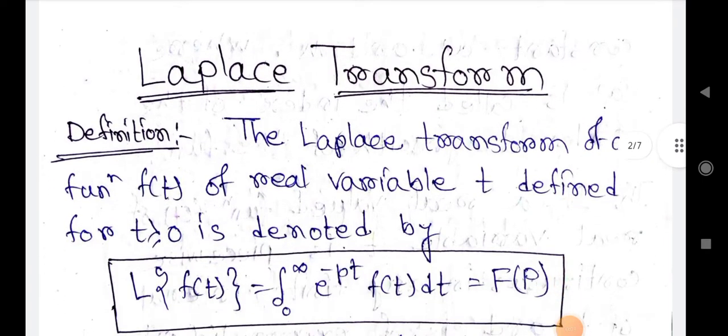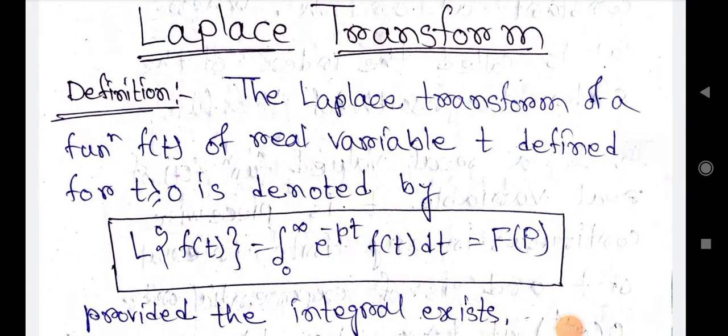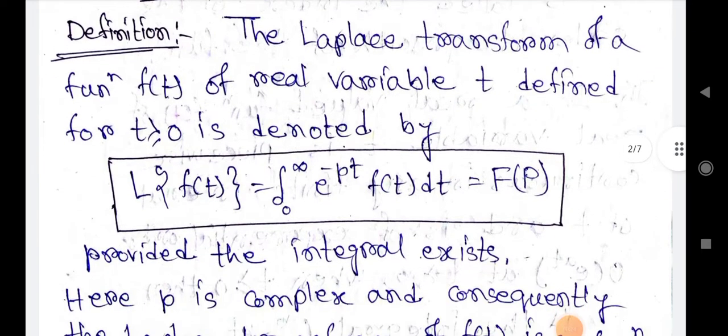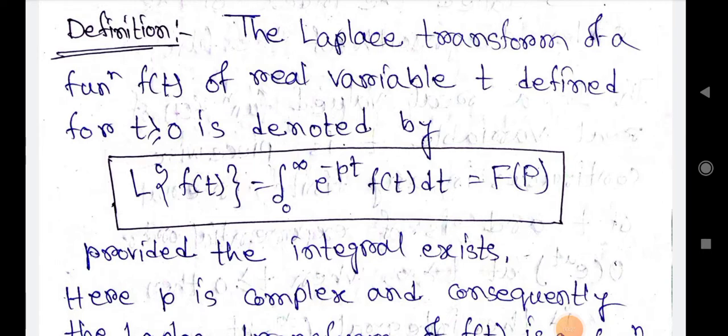This video is on Laplace transform. So what is the definition of Laplace transform? The definition is: the Laplace transform of a function f(t) of real variable t defined for t greater than or equal to 0 is denoted by L{f(t)} equals the integral from 0 to infinity of e to the power minus pt f(t) dt, equals F(p).